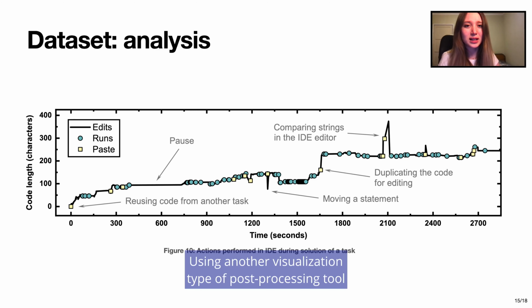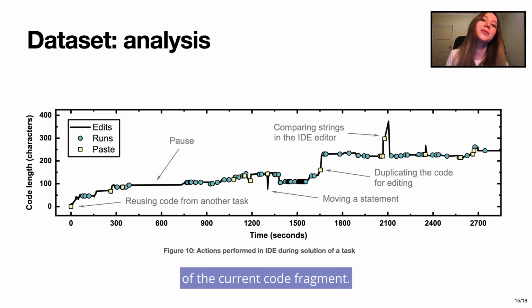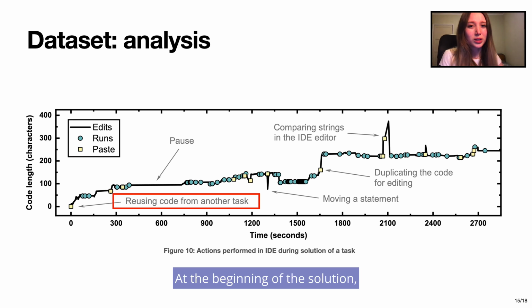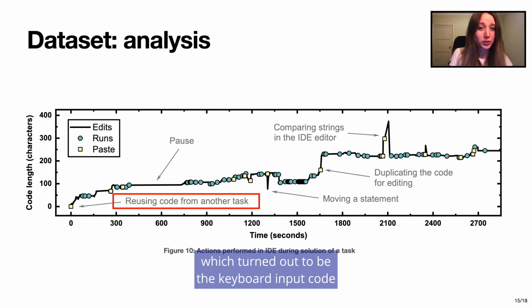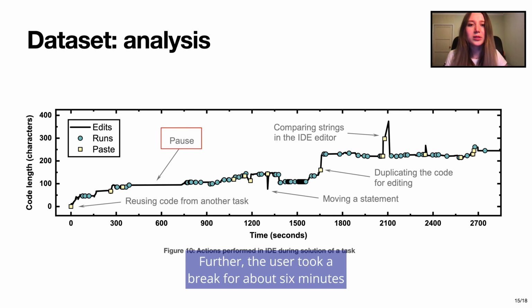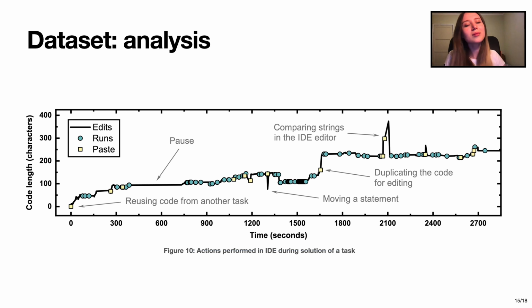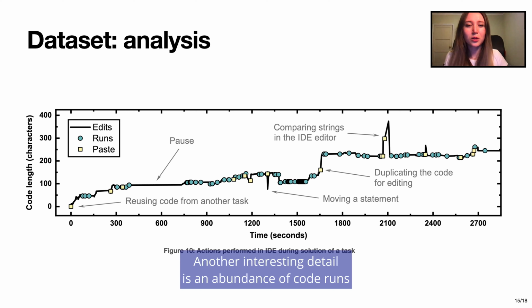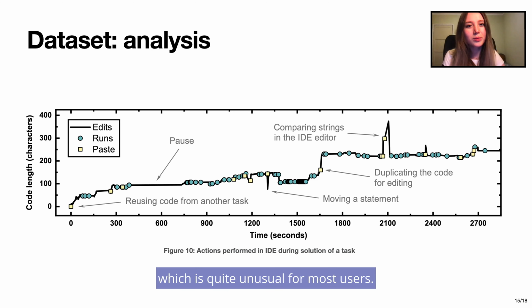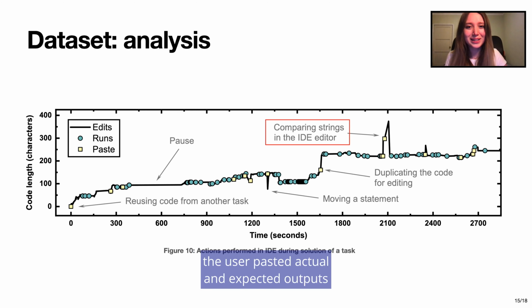Using another visualization type of the post-processing tool, we plotted run and paste actions together with the length of the current code fragment. At the beginning of the solution, the user pasted a large piece of code, which turned out to be the keyboard input code from a previous solution. Further, the user took a break for about 6 minutes, which we can explain as the moment of reflection. Another interesting detail is an abundance of code runs, which is quite unusual for most users. Also, we found that in the middle of the process, the user pasted actual and expected outputs of their program for character-by-character comparison, thus using the editor as a diff tool.